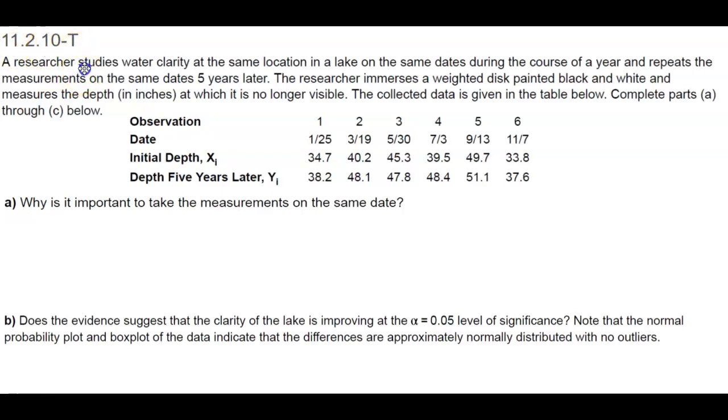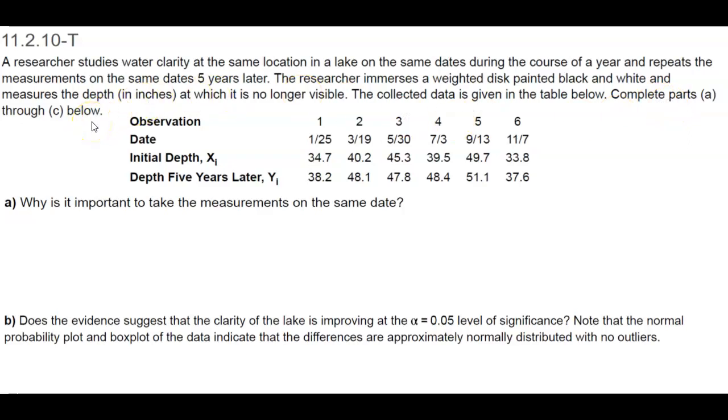11.2.10-T. A researcher studies water clarity at the same location in a lake on the same dates during the course of a year and repeats the measurements on the same dates 5 years later. The researcher immerses a weighted disc painted black and white and measures the depth in inches at which it is no longer visible. The collected data is given in the table below, and we're going to complete parts A through C.